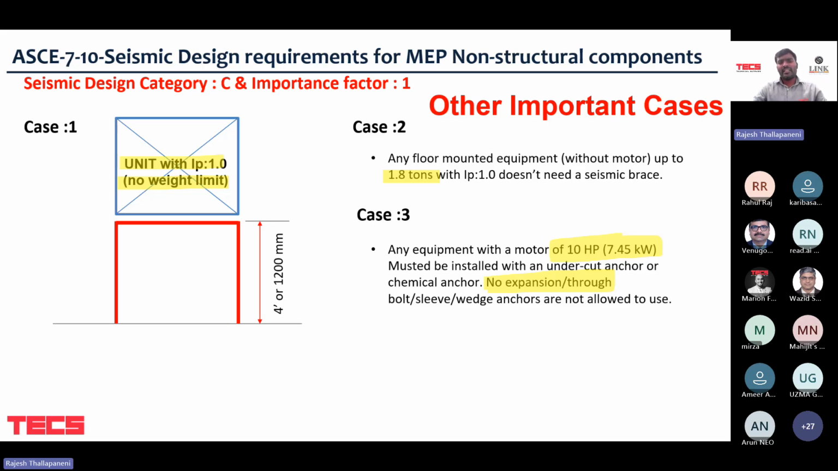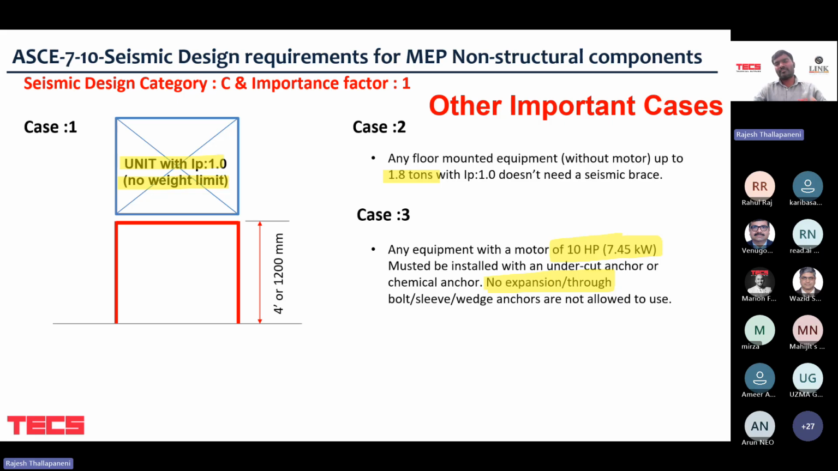In case 2, if an equipment is freestanding on the floor and doesn't have a motor, it is very important that the equipment should not have any motor. It should be a static equipment, and its weight should be less than 1.8 tons. Again, an importance factor of 1 doesn't need any seismic bracing. If it's not compliant, we must provide it. And case 3 is the vice versa of case 2.